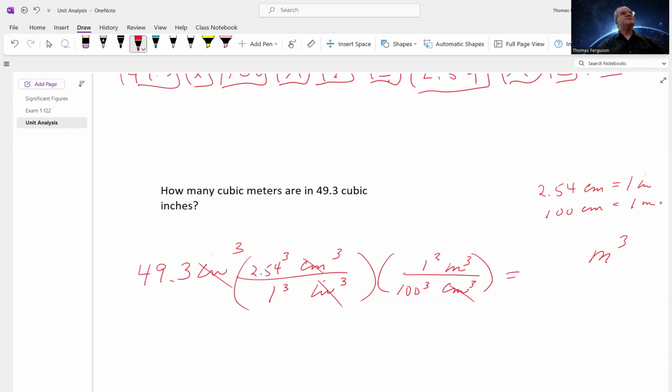Okay, it's going to be very, very small because how many of these square meters are going to fit into the little bitty cubic inch? So if your answer is not very tiny, your setup is wrong or you calculated wrong. So just think about your answer. Is it reasonable? So to do this, we're going to go 49.